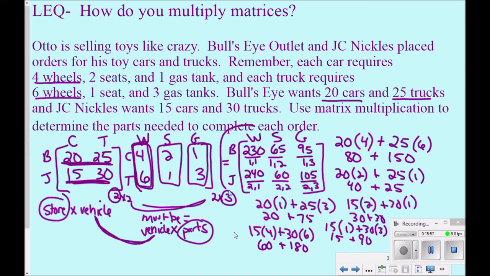So this right here is my final answer. That's the product matrix. And you should also be able to interpret that. So if I ask something like, okay, well, what does the 65 represent? You would hopefully realize that that means the number of seats required to fill Bullseye's order. Or if I ask you what number represents the number of gas tanks needed for J.C. Nichols' order, you would hopefully realize that that number is 105.